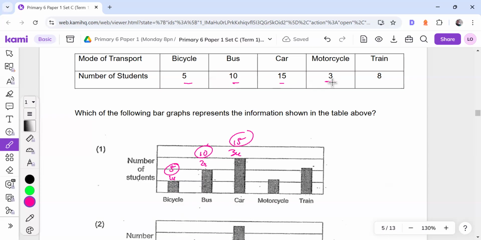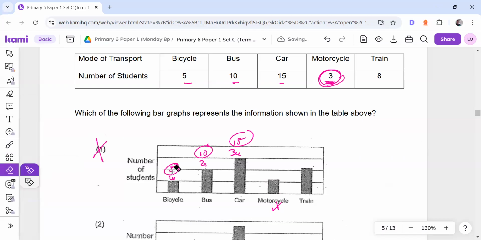3. Eh? The motorcycle is the least. But how come the motorcycle is not the lowest? It is supposed to be the lowest, right? You are supposed to have the least motorcycle, but your motorcycle is not the lowest. Your motorcycle must be the lowest, then it's correct. So number one is wrong. Can you see the motorcycle is higher than the bicycle? So that tells you that your motorcycle is more than 5 actually. All right. Okay. Number two.